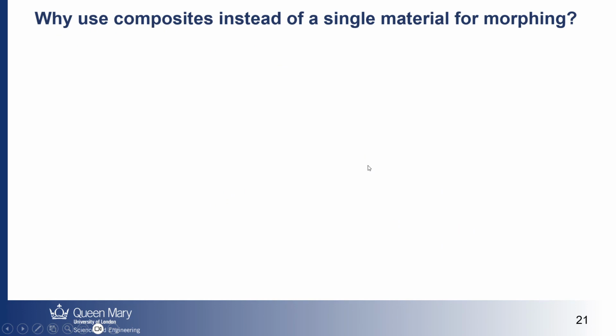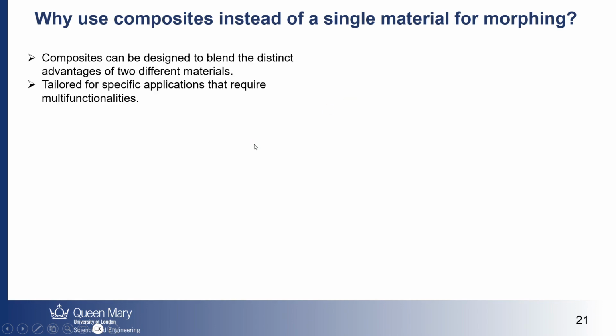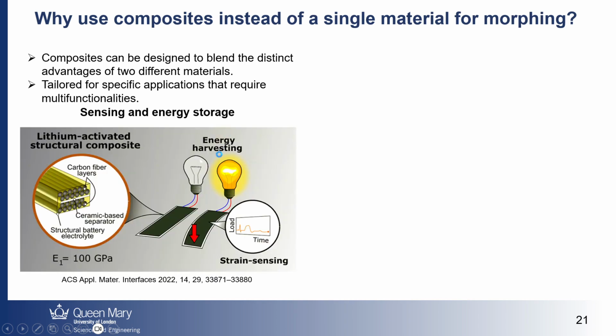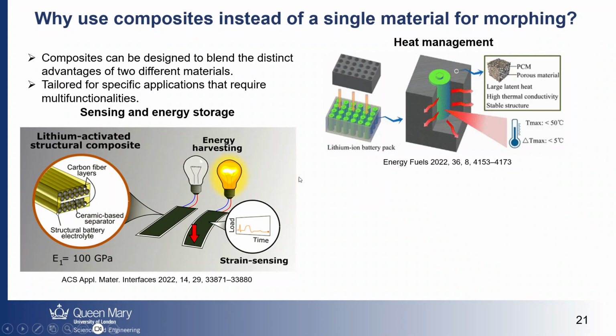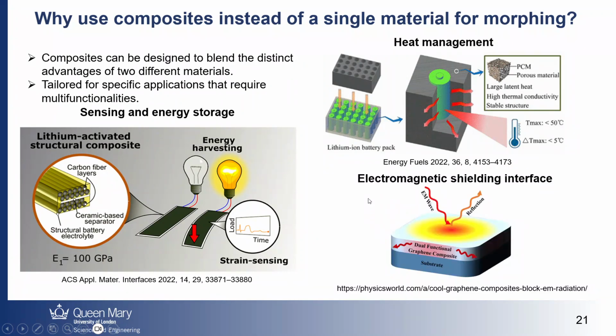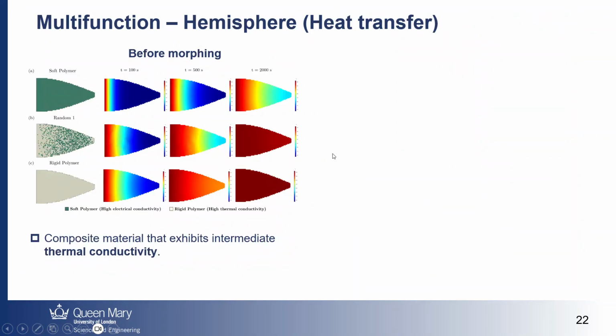The question now is, why do we use composites instead of a single material for morphing? In these structures, we use composites because they add multifunctionalities. For example, they can be used for sensing, energy storage, heat management, or electromagnetic shielding interface, by blending the two distinct advantages of two materials. Here we show some simple cases where we use composite materials not only for morphing, but also to enhance their heat transfer properties.